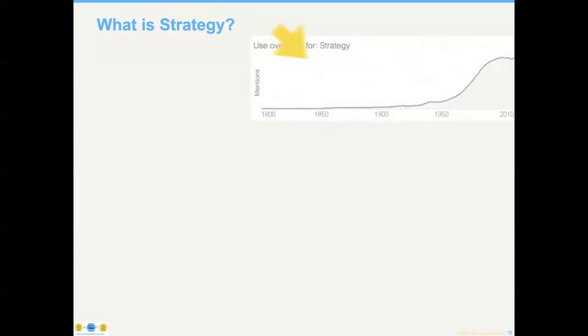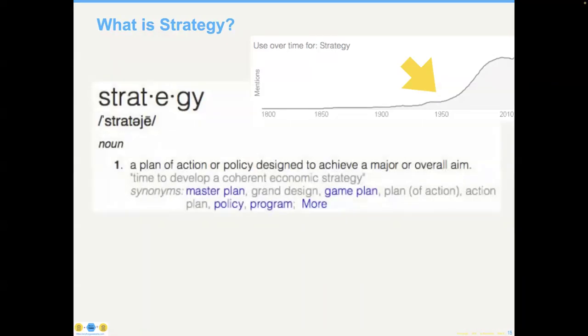So let's look at what strategy is. Turns out the use of the word strategy in literature did not really start until the 1950s or so, when management consultants discovered the word from the military. And so you end up with a definition like this of a master plan or a game plan that takes us from place A to place B. And the challenge with this is that this means that strategy is a thing. And it's not the way I'd prefer to think about it.